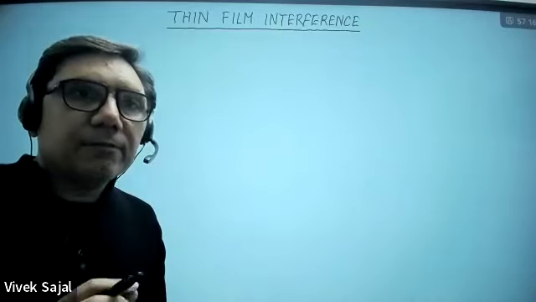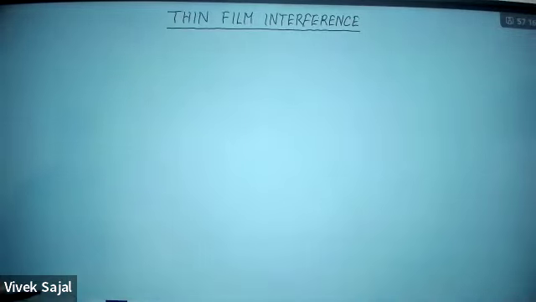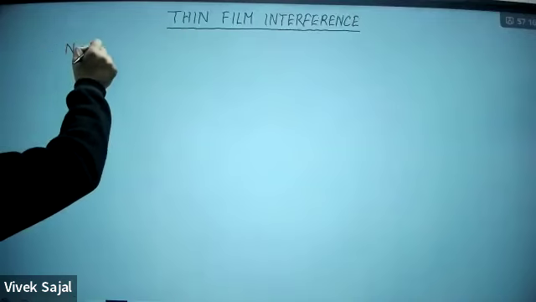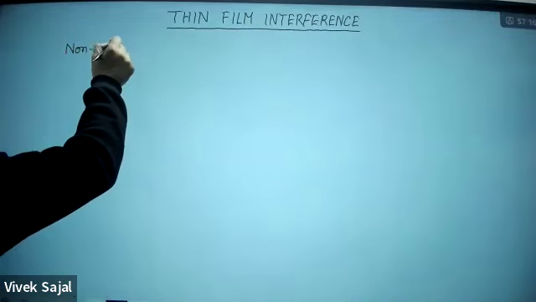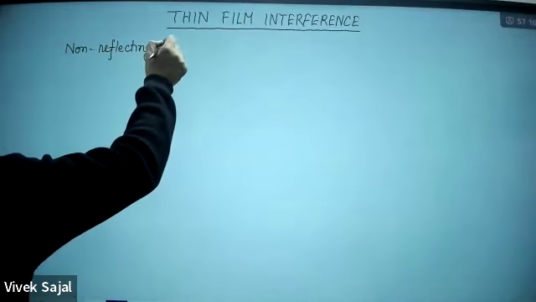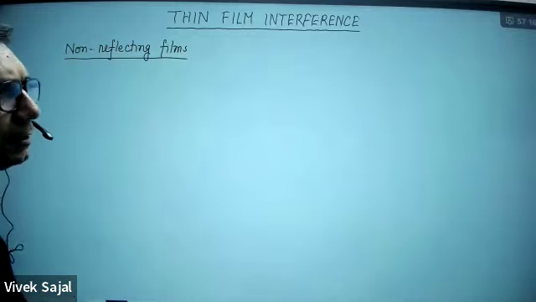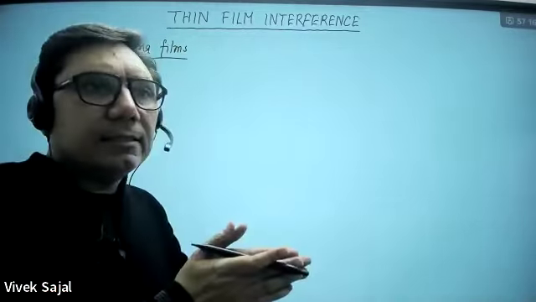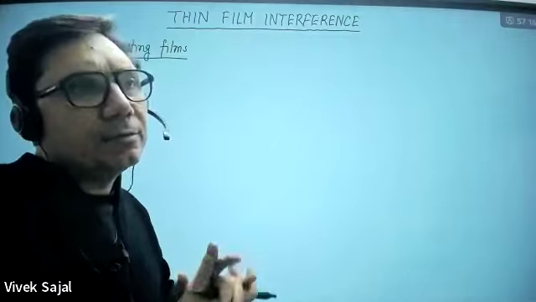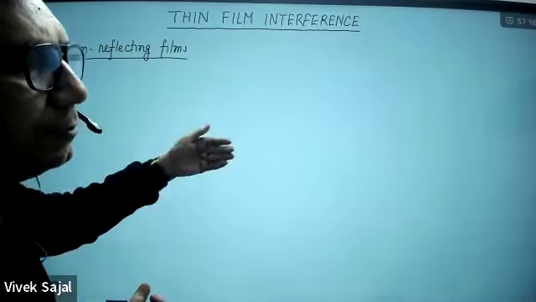One of the applications of thin film interference is anti-reflection films. They are anti-reflection films or non-reflecting films. So basically these films are required where you want all the light incident on it to be transmitted. A very small or no reflection should take place. So here we want that there should be no reflection, all the light should be transmitted.